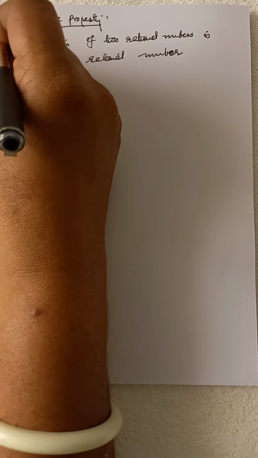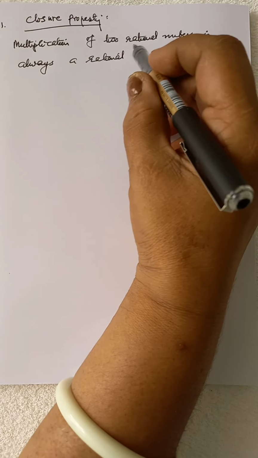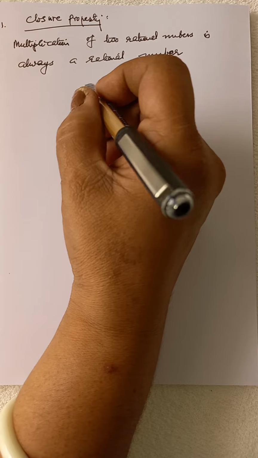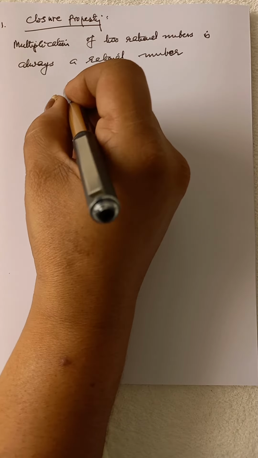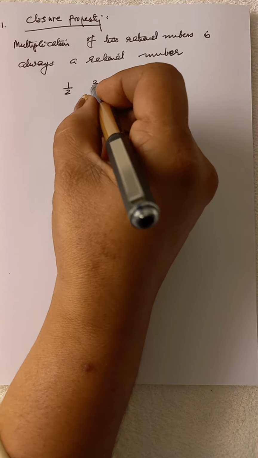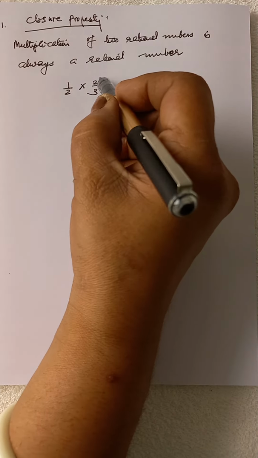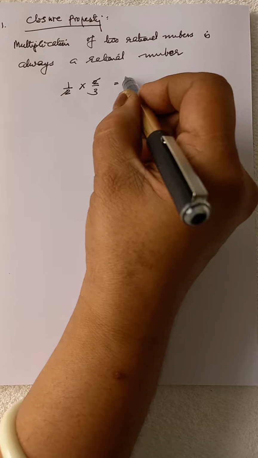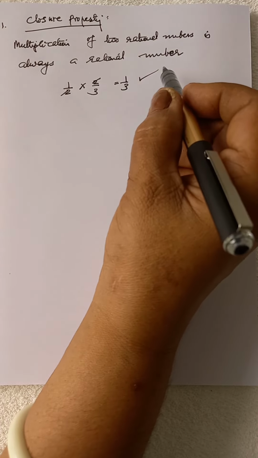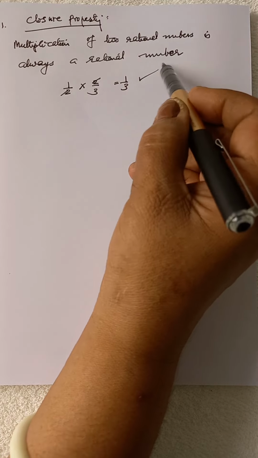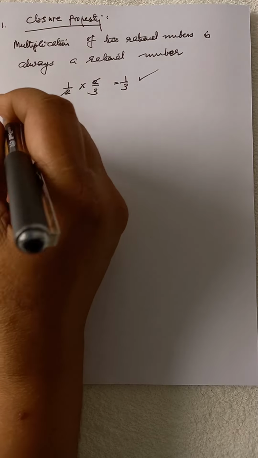First one is closure property, that is multiplication of two rational numbers is always a rational number. We can show that by using an example. Say 1 by 2 and 2 by 3 are two rational numbers, then on multiplying those two, what we get, 2 and 2 can be cancelled, we will get 1 by 3. That is also a rational number. So the multiplication of two rational numbers is always a rational number.